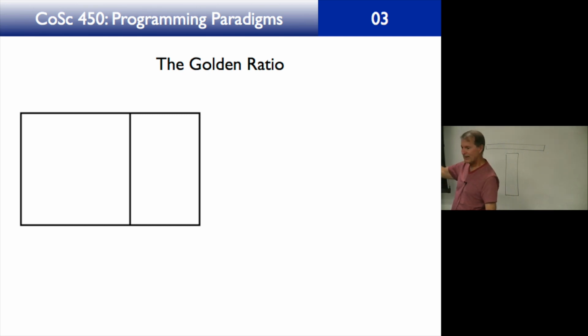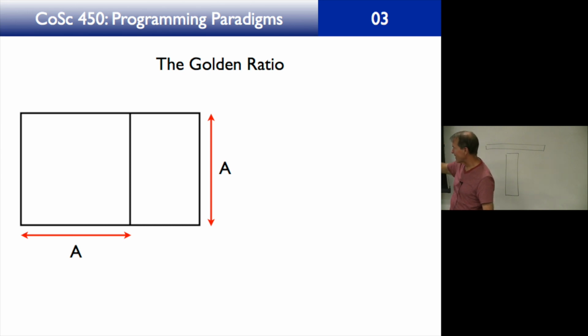Here, look here. So that the left side is a perfect square. So in other words, if the left side is a perfect square, then if the height is A, then the width of the square is A. Now what do we have? On the right side, we have another rectangle.